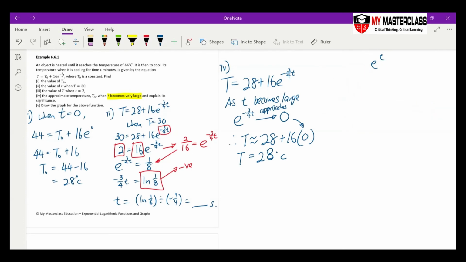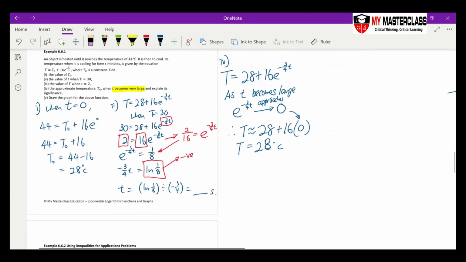So the significance is related to the question. When an object is heated to a certain degree, even though it might not be 44, it might be 100, if you leave it in the room to cool, after a long time, what will happen? 28 degrees is what temperature? Yes, it is the room temperature also. This is the significance.